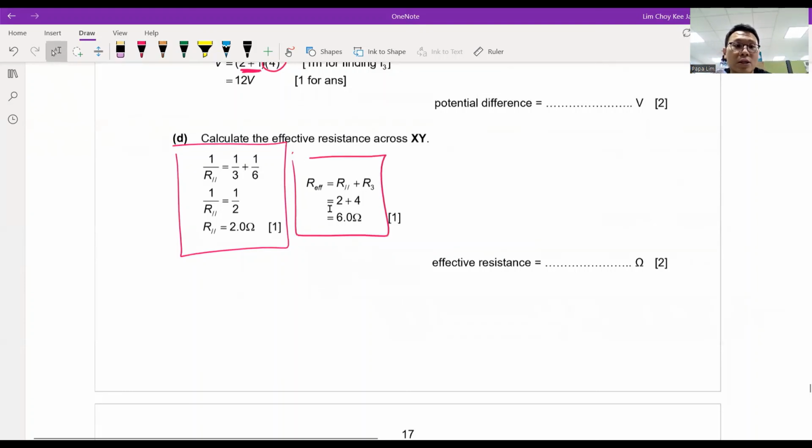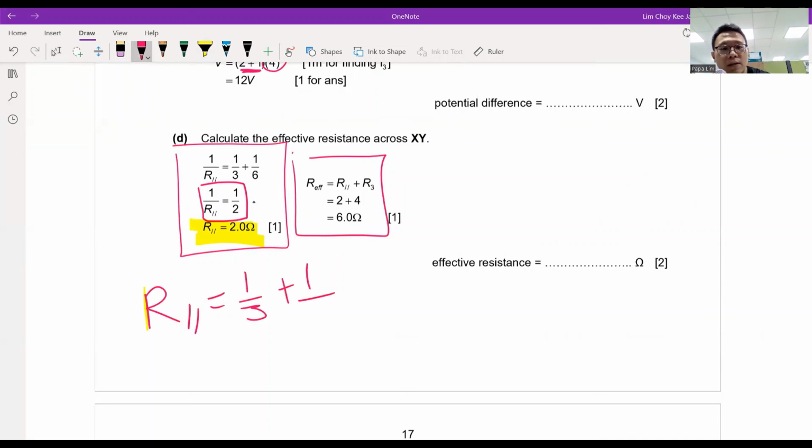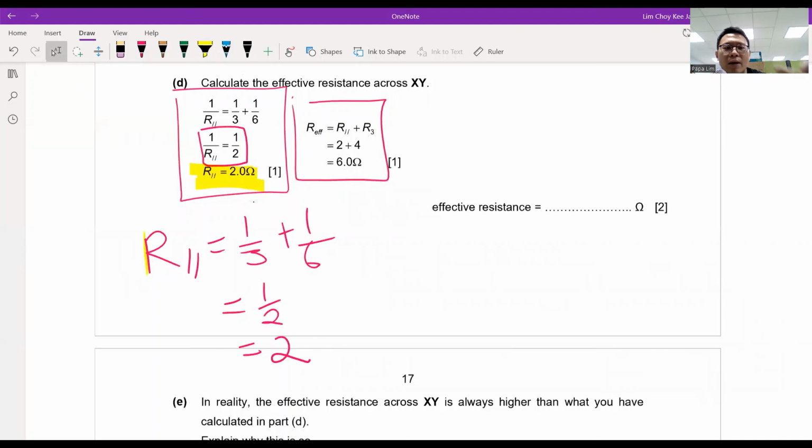A common mistake is your presentation. Remember how you present your answer here: 1 over R equals a half. Then after, you must flip the equation, because you are looking for R parallel. Please take note and present your answer correctly. Very commonly, students like to write R parallel equals 1 over 3 plus 1 over 6, which is equal to half, and half equals 2. This math looks correct, but actually it's wrong.